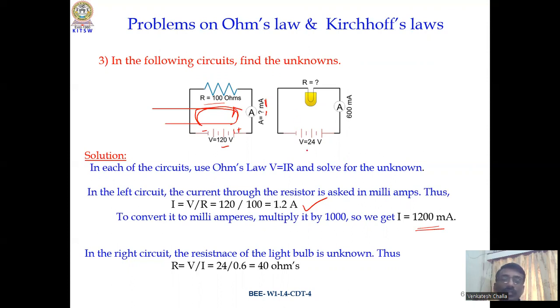Next, what is asked here? 24 volts is applied across an LED. Current flowing is 600 milliamps. What will be the resistor? This is all Ohm's law. V is equal to I into R. Now I want R. R is equal to V divided by I. So R is equal to V by I, 24 divided by 0.6. 600 milliamperes is equal to 0.6 amperes. So that comes to 40 ohms.